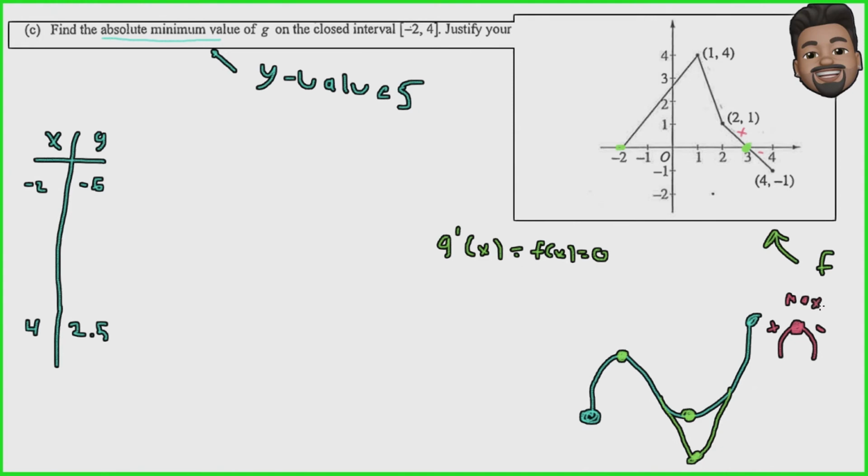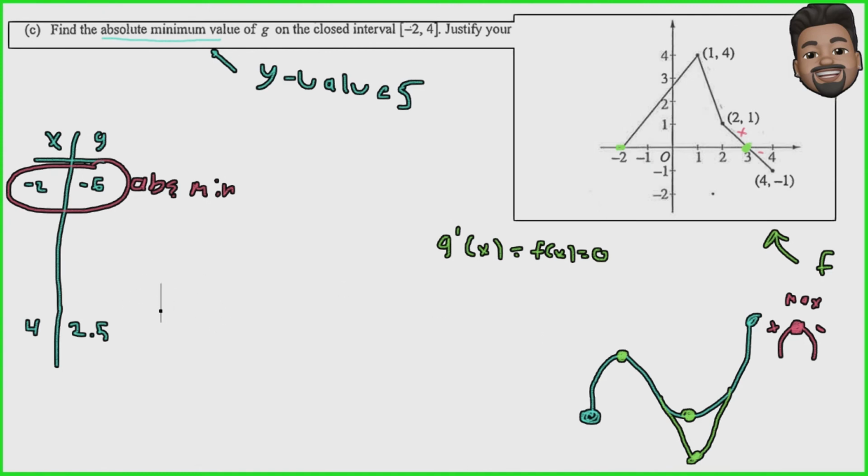Now, that's good to know because this problem is asking us for an absolute minimum. We actually do not have a minimum on this graph because it doesn't change from negative to positive. So that tells us from this interval, well, guess what? It looks like this is our absolute. So how do I justify this? Because we don't have a relative minimum. We only have the endpoints.